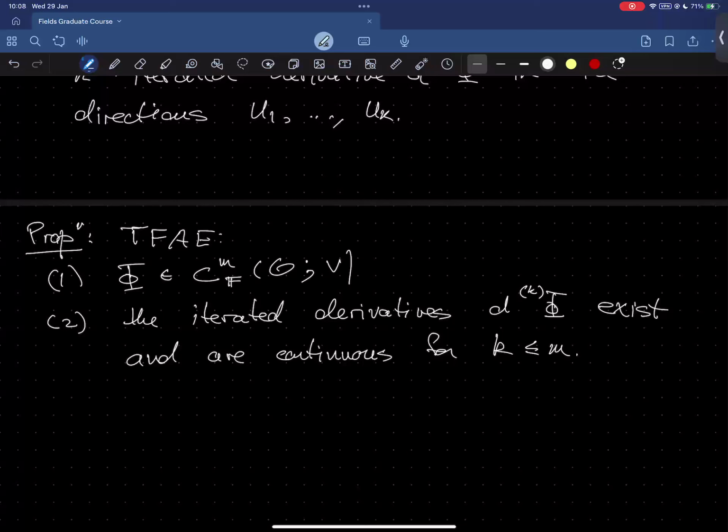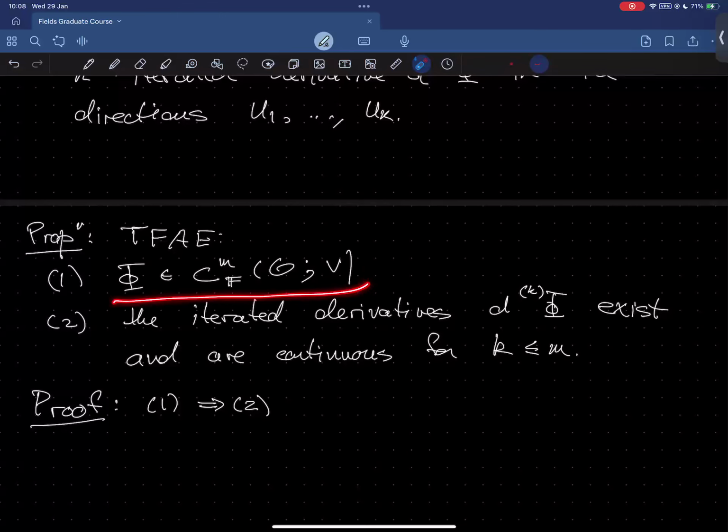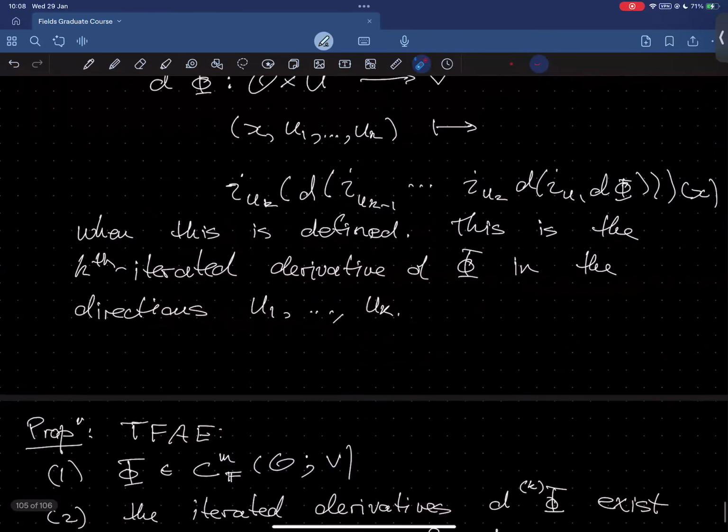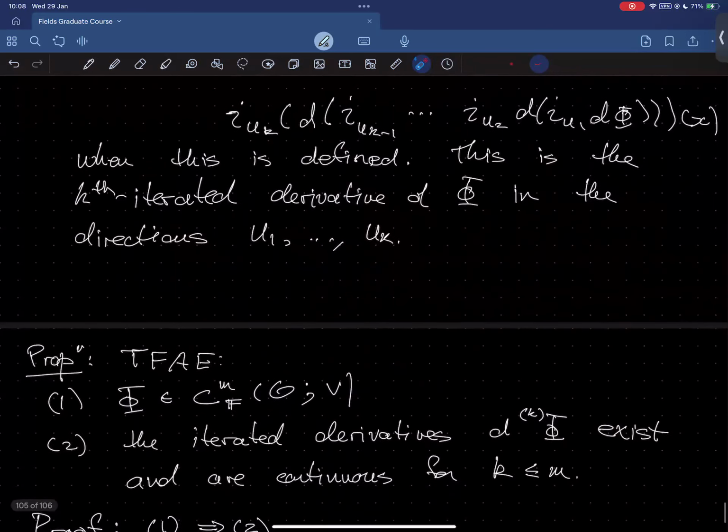I'm going to prove just one direction of this, which is the easy direction. The hard direction is actually hard, and there's a proof of it in the course text, but it's a challenging proof. So we'll do the easy direction: we'll prove that one implies two. It seems like if this is true, you should be able to construct k of these derivatives for any k up to m.